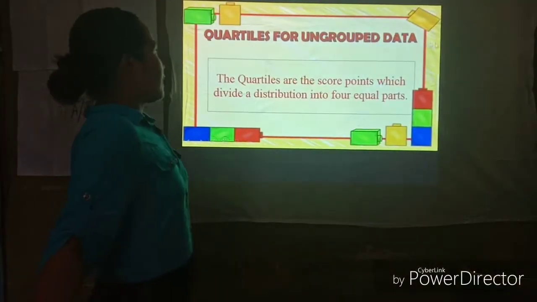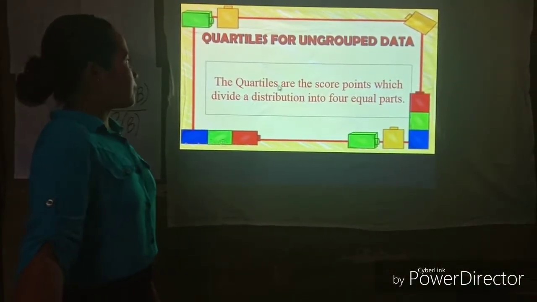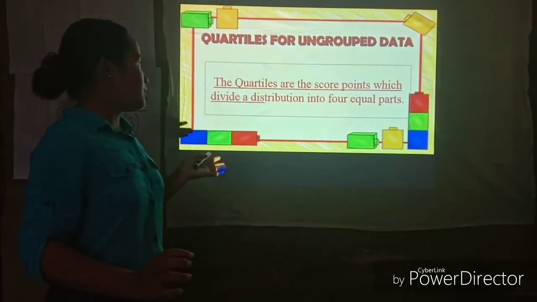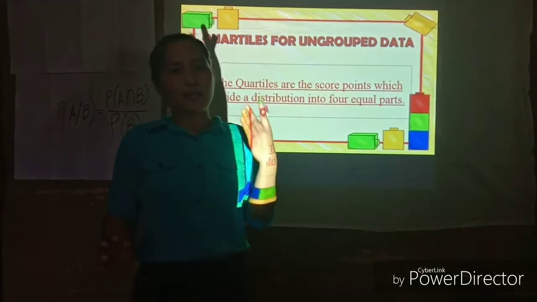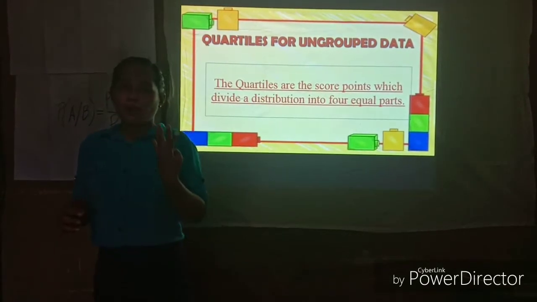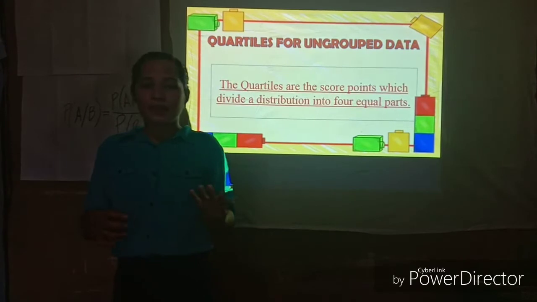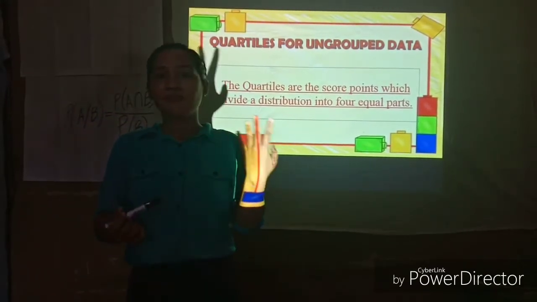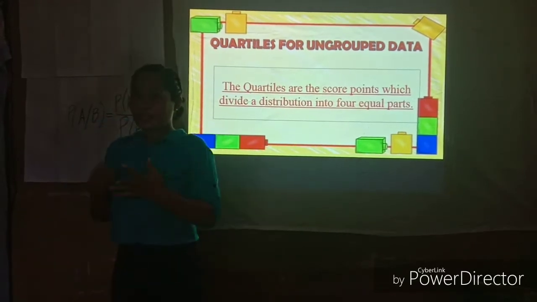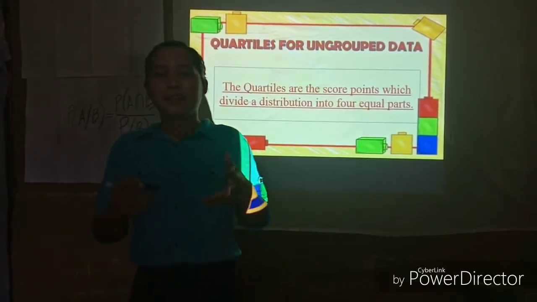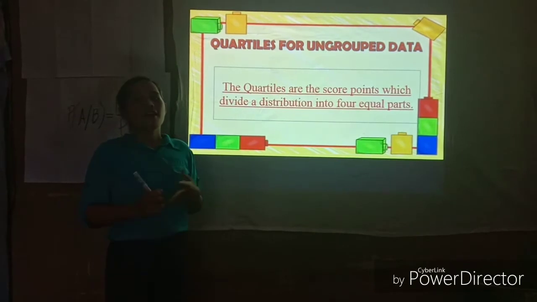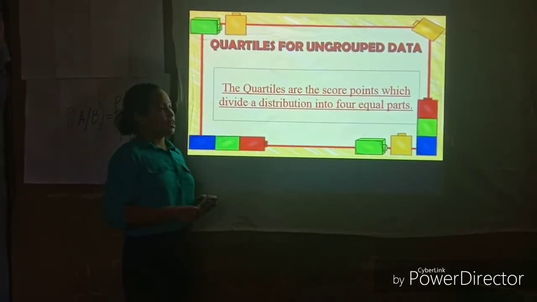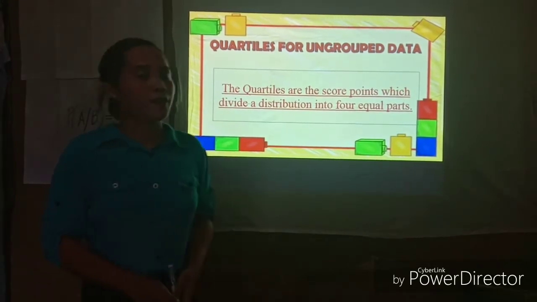Quartiles for ungrouped data. What are quartiles for ungrouped data? The quartiles are the score points which divide a distribution into 4 equal parts, from the word quarter, which is 4. Like in our quarterly examination, it is divided into 4: the first quarterly examination, second quarterly examination, third quarterly examination, and the fourth quarterly examination.